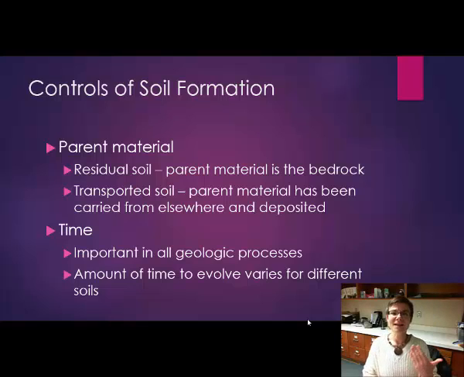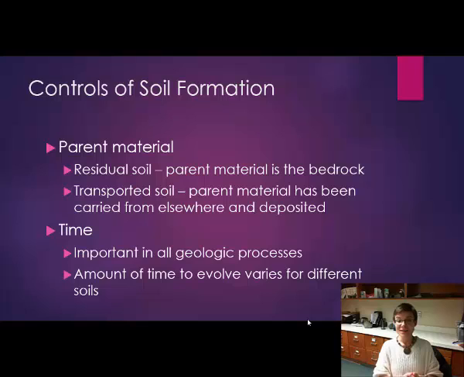Now time. Time is really important for all geologic processes, and the amount of time it takes a soil to evolve depends on the type of soil. So, for example, if you have a desert soil, that takes a really long time because the same processes that are associated with weathering are associated with soil formation. You need a breakup of the rocky material, and you need the growth of plants.